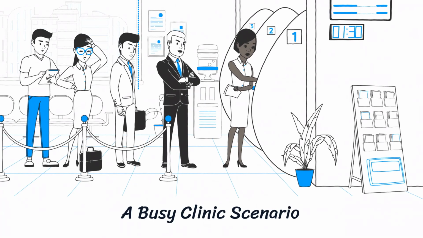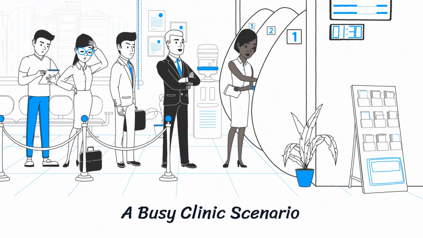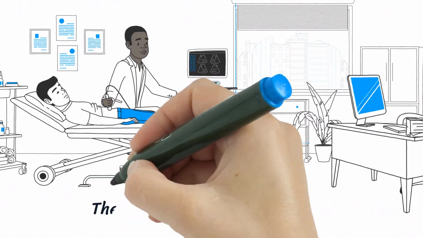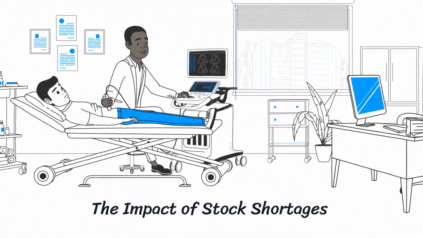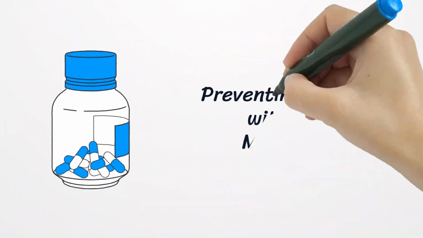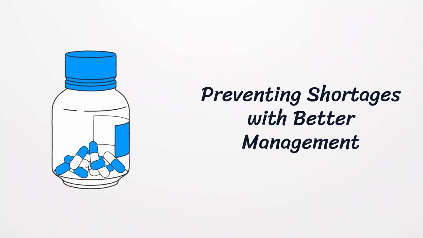Imagine walking into a busy clinic one day. A mother waits anxiously with her sick child, hoping for quick treatment. The doctor prescribes medicine, only for the pharmacist to discover it's out of stock. Imagine the disappointment and frustration, not just for the patient, but also for the clinic staff. What could prevent this? A robust inventory management system.